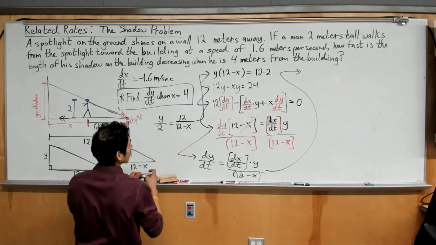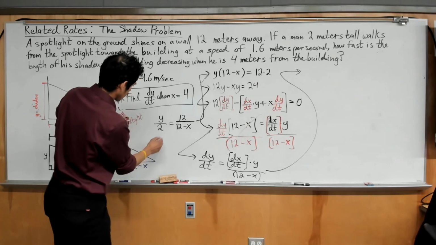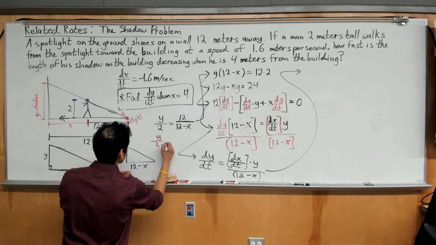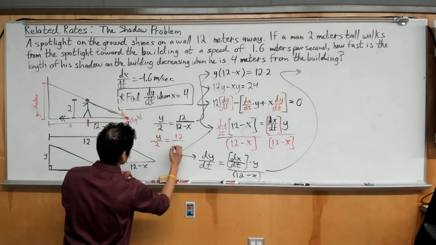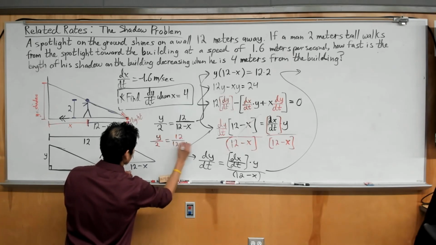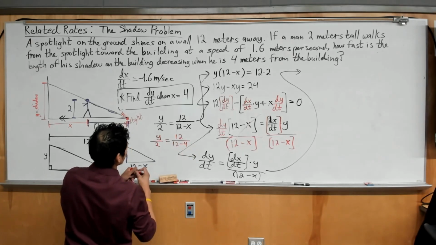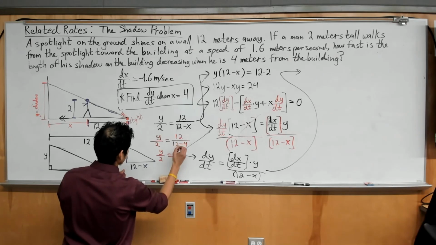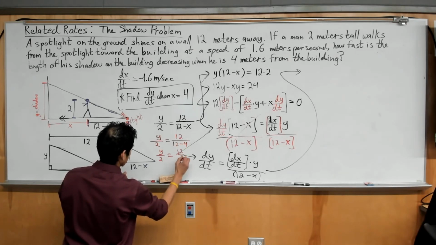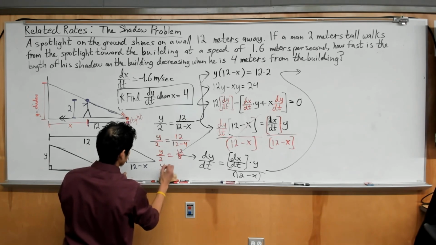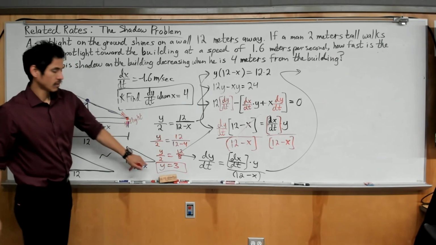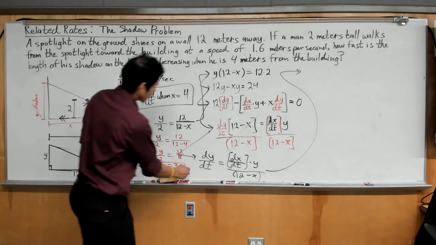If x is 4, then we have that y over 2 equals 12 over 12 minus 4. Y over 2 equals 12 over 8, right? So y is going to equal 24 over 8, y equals 3. So y equals 3.